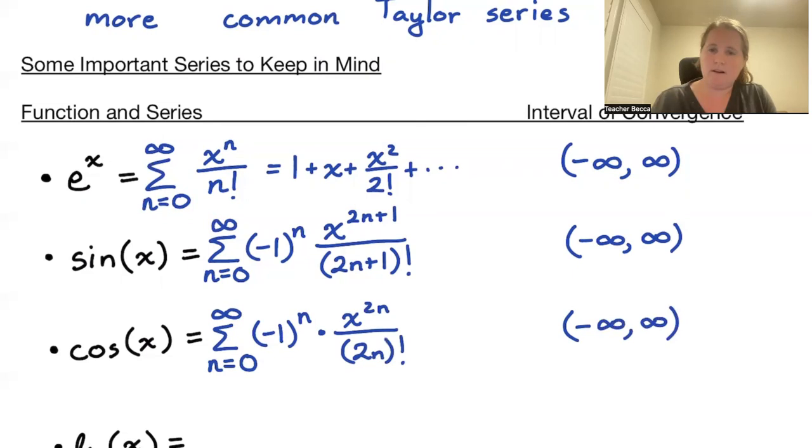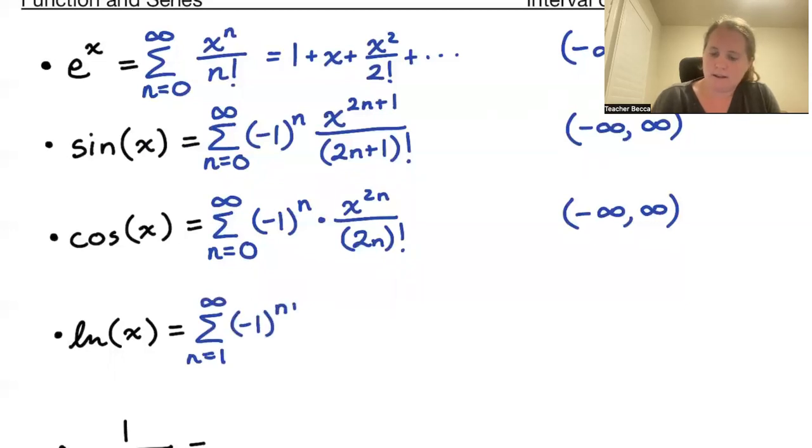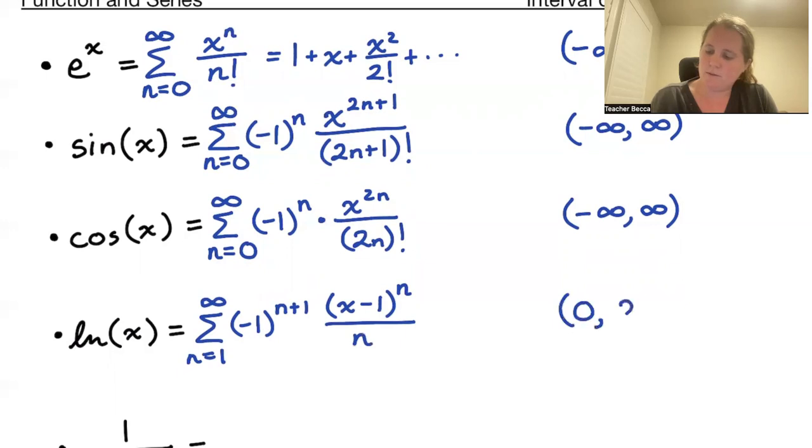Next up, we have natural log of x. It doesn't make sense to do a Taylor series at 0 for this, since natural log is undefined there. Instead, we do the Taylor series at 1. And so we have the sum from n equals 1 to infinity of negative 1 raised to the n plus 1 times x minus 1 raised to the n all over n. This is defined on 0 to 2, 0 not included, 2 is included.